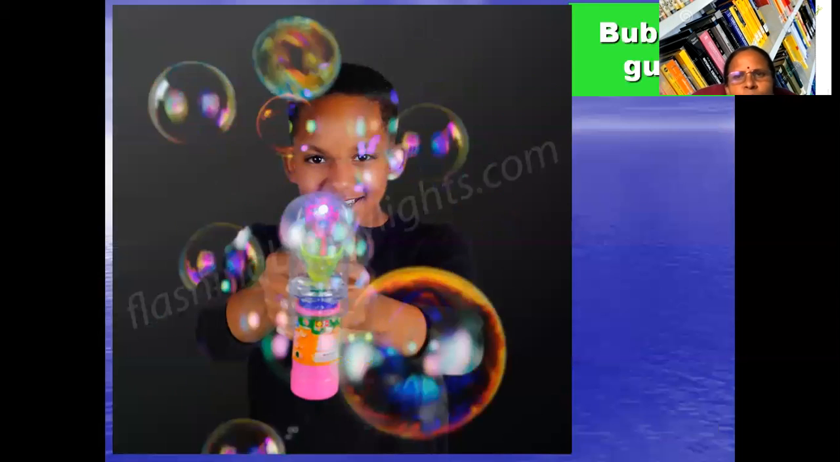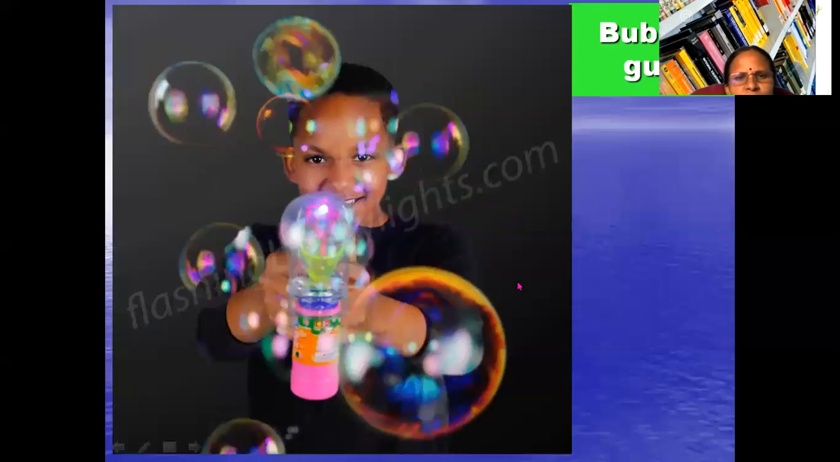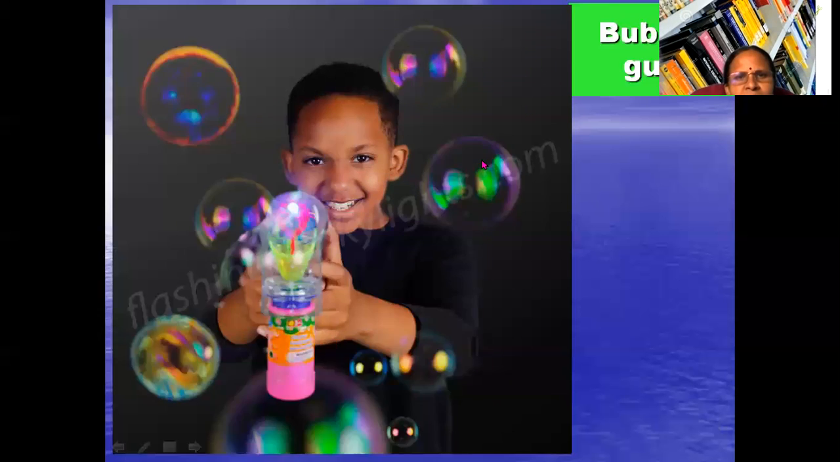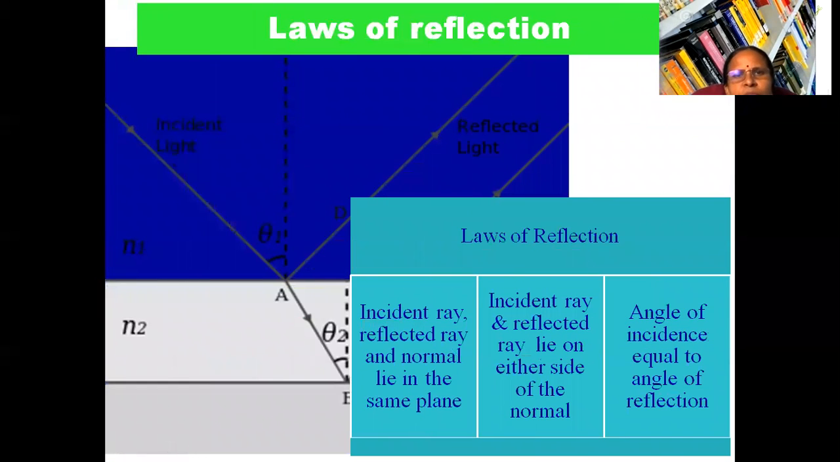Or you may have enjoyed, all of you have enjoyed this, the bubble gun, which contains the soap solution, and you shoot it to obtain the various bubbles which are colorful. That is also an example of thin film.